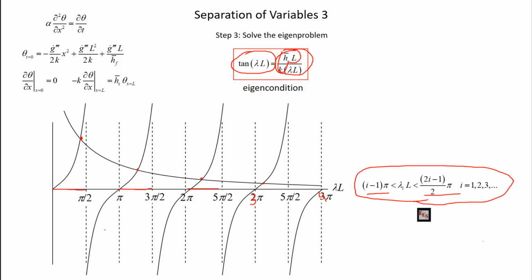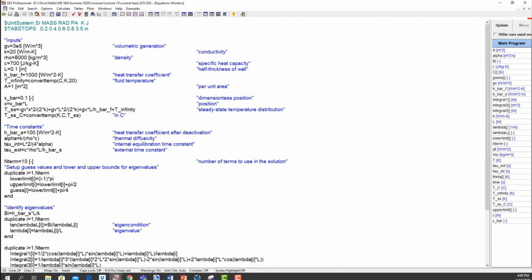And we talked about this process once before. The way that we do this is we set up these arrays that have a lower limit, an upper limit, and then a guess, which can just be the middle between the lower limit and the upper limit. And then we set up an array that has all of our eigenvalues stored in it, right? So this is finding the root.